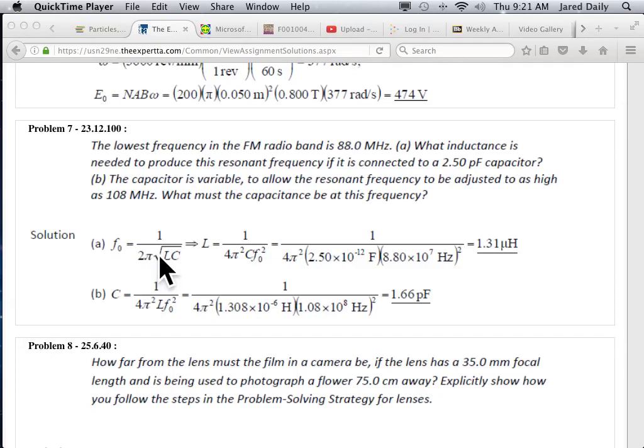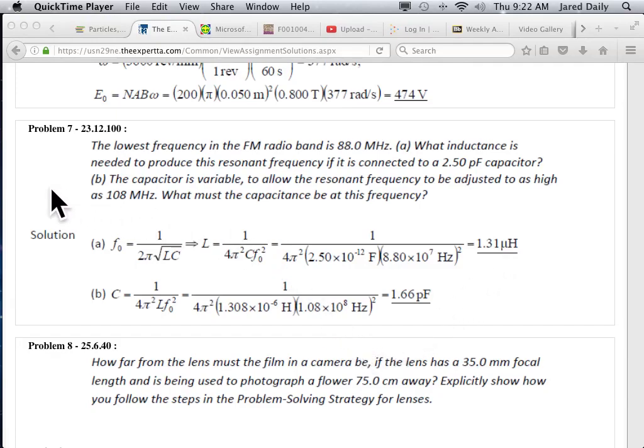To do this, you need to multiply both sides by the square root of LC to get the square root of LC over here. Square both sides, divide by C, and you'll get this equation here. Then you just plug in your numbers, and you get 1.31 microhenries when you're done.